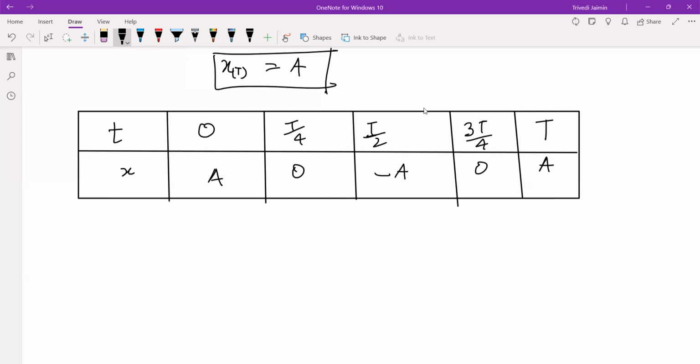Have you plotted the graph? Sir, the X, the displacement, should be on the y-axis.